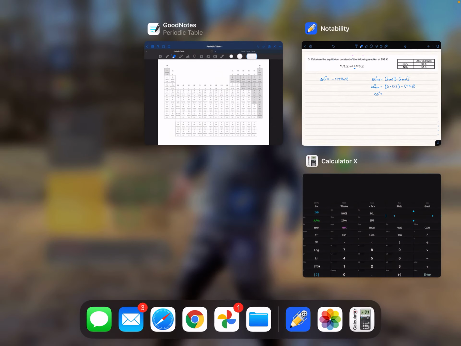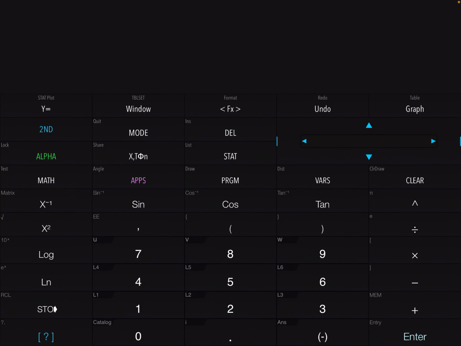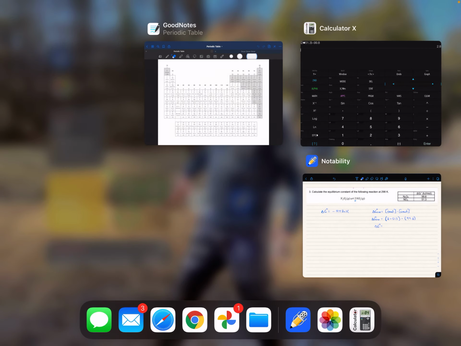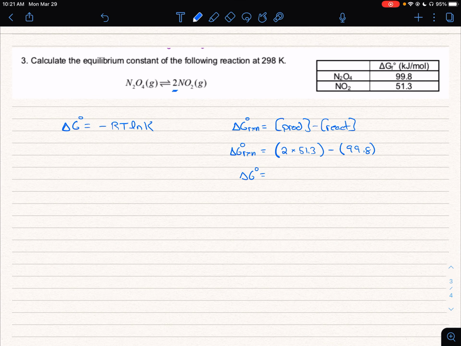And so we can go ahead and plug that into our calculator. So we have parentheses 2 times 51.3, close parentheses, minus 99.8 equals 2.8. So we'll come back and put that in. And now put our units back in, so 2.8 kilojoules per mole.